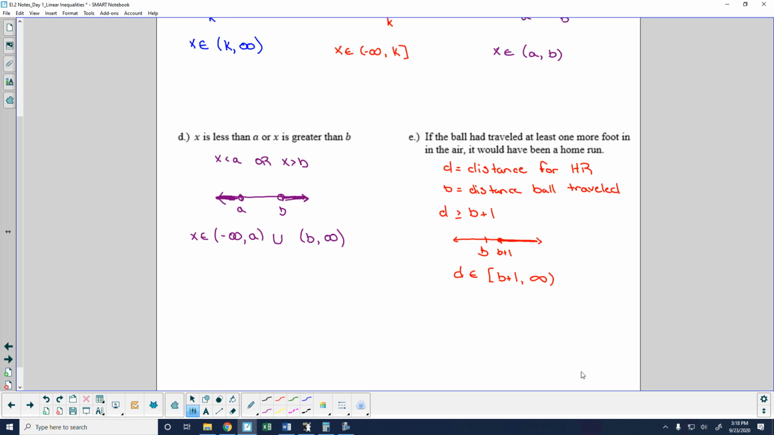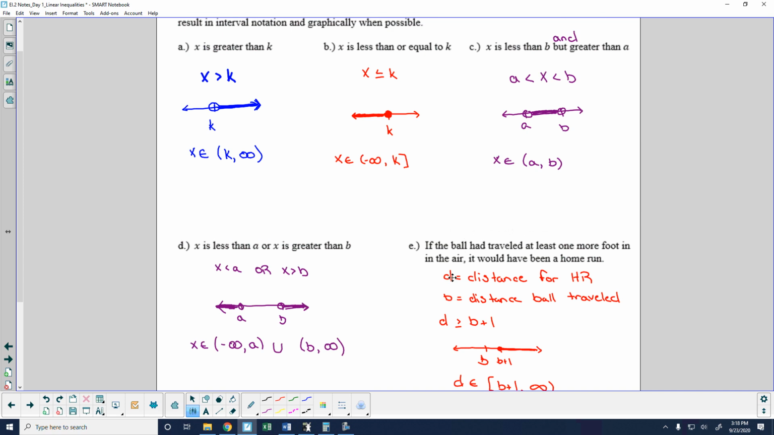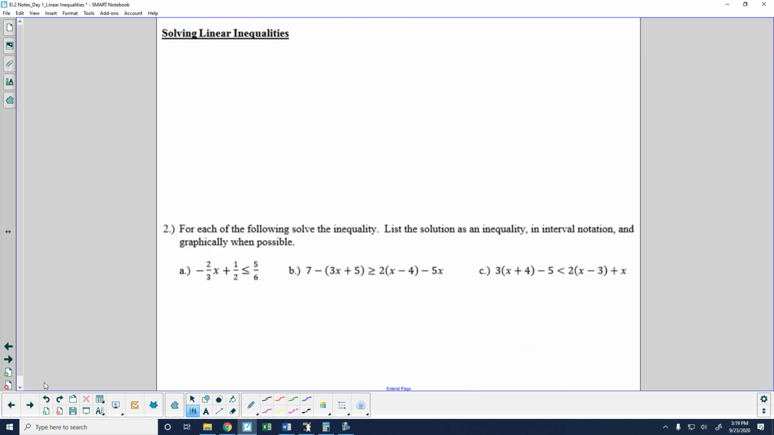So this is probably some stuff you are familiar with from Algebra 1. Definitely writing inequalities. You did a lot in Algebra 1. Graphing and using interval notation, maybe less of that in Algebra 1, but we are going to see a considerable amount of that here in Algebra 2. We're also going to solve linear inequalities. And so that's the main goal for today, is to be able to solve linear inequalities.